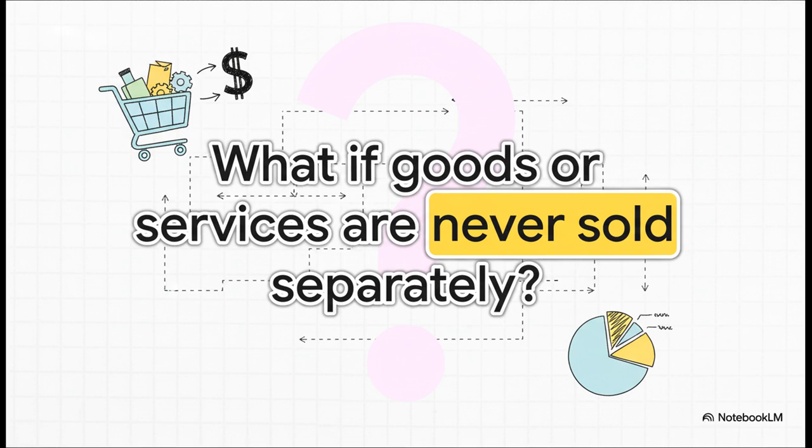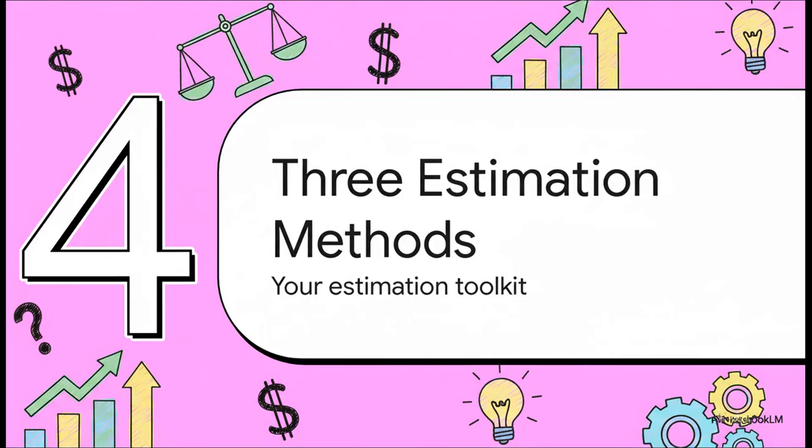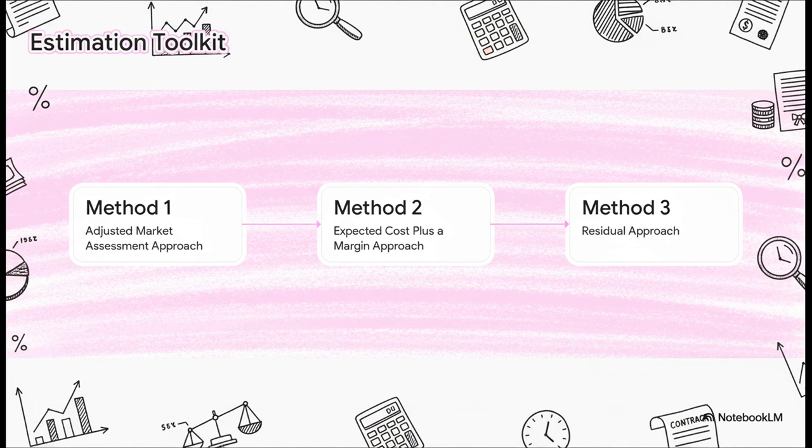Well, the good news is the accounting standard saw this problem coming and gave us a specific toolkit to handle it. That toolkit has 3 different methods you can use to estimate a standalone selling price when you can't just look it up. Let's break them down one by one. The 3 approaches are the adjusted market assessment, the expected cost plus a margin, and the residual approach. You can even mix and match them if it makes sense. But that last one, the residual approach, comes with some very strict rules we need to talk about.